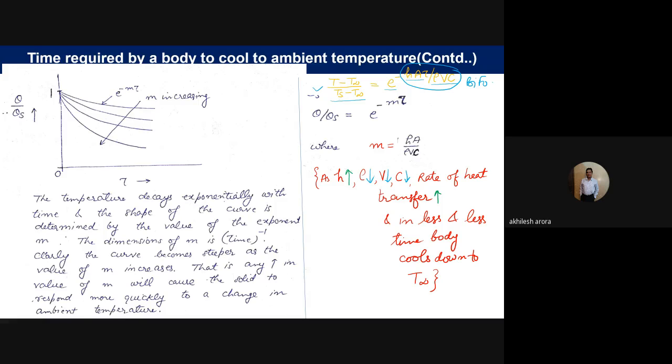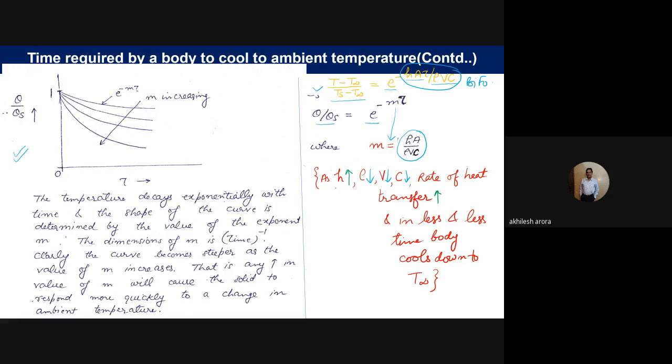And then we are writing it as theta over theta s is equal to e raised to power minus m tau. So basically what is m? M is given by HA over rho Vc. So this plot which is shown here on the left hand side is drawn with respect to this value of m, that is HA over rho Vc. Now we will try to understand how this m is going to affect the variation in the temperature with respect to time.